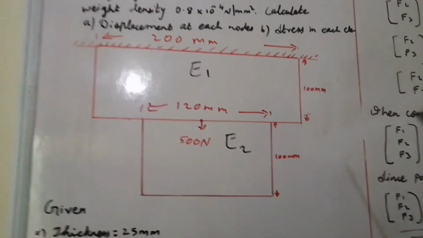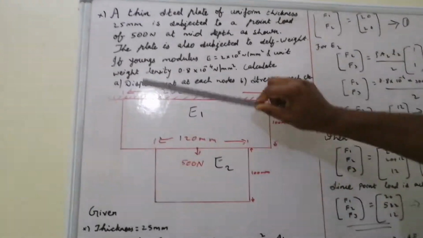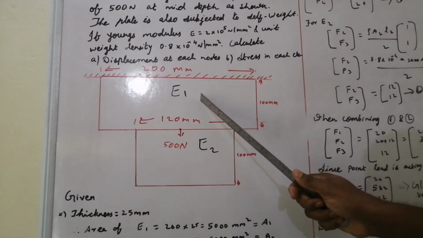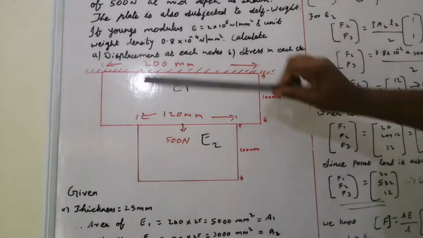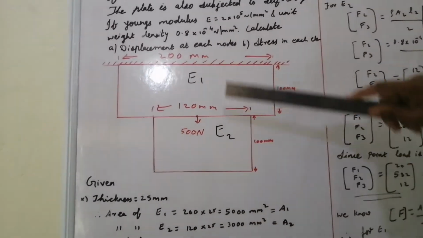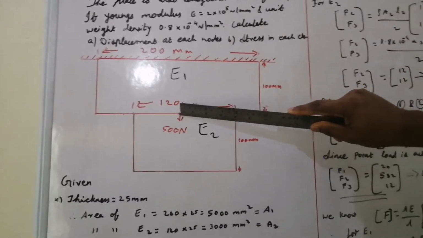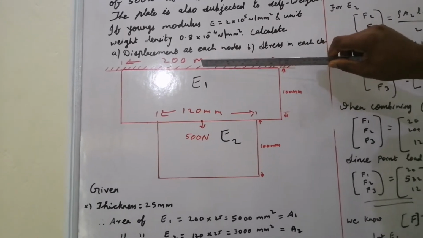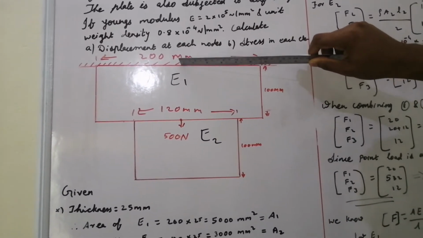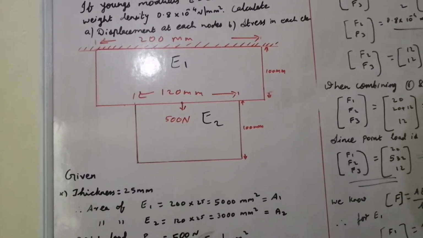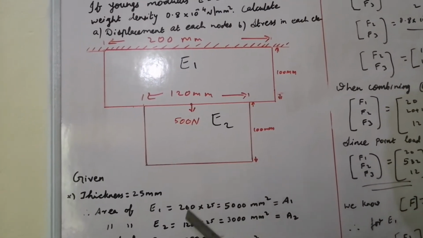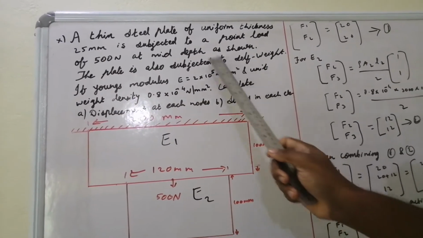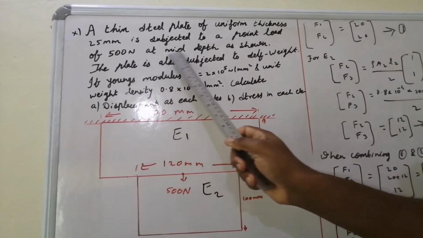So we are given a self-hanging bar with two elements E1 and E2. Since it is hanging, here there will be U1, here U2, and here U3. It is hanging here, so there will not be any displacement at U1, and here there is U2 and U3, and this is the point load. It is mentioned that there is a point load of 500 Newton at mid depth.